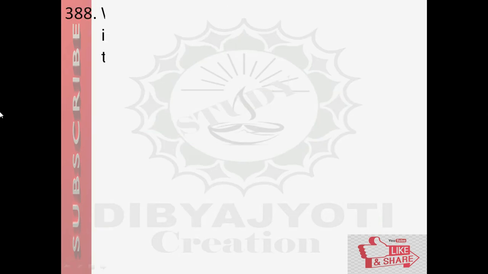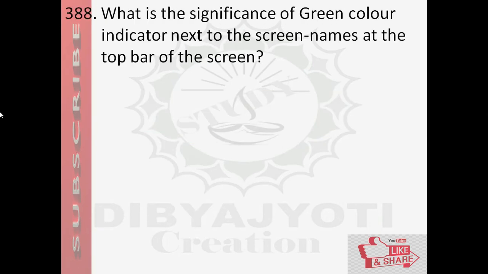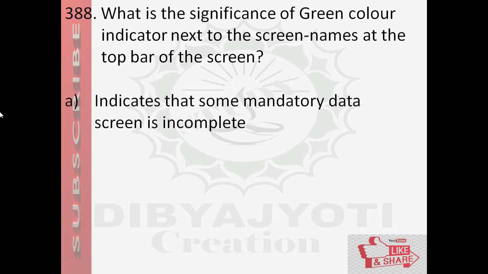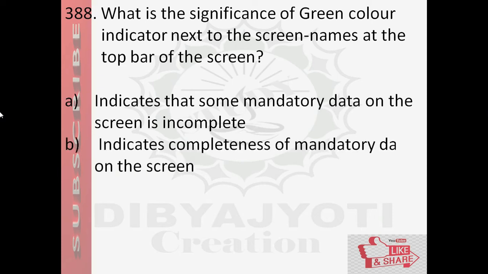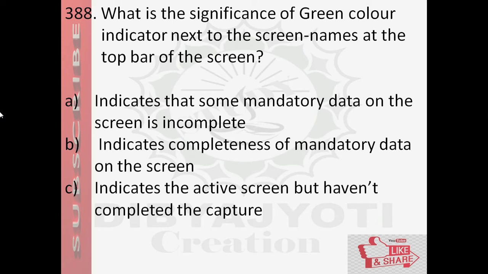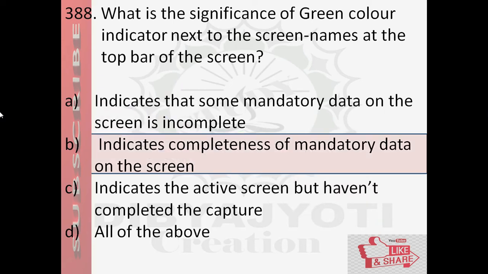Then move on to question number 388. What is the significance of green color indicator next to the screen names at the top bar of the screen? And options are: option A, indicates that some mandatory data on the screen is incomplete; option B, indicates completeness of mandatory data on the screen; option C, indicates the active screen but have not completed the capture; option D, all of the above. And the answer is option B, indicates completeness of mandatory data on the screen.